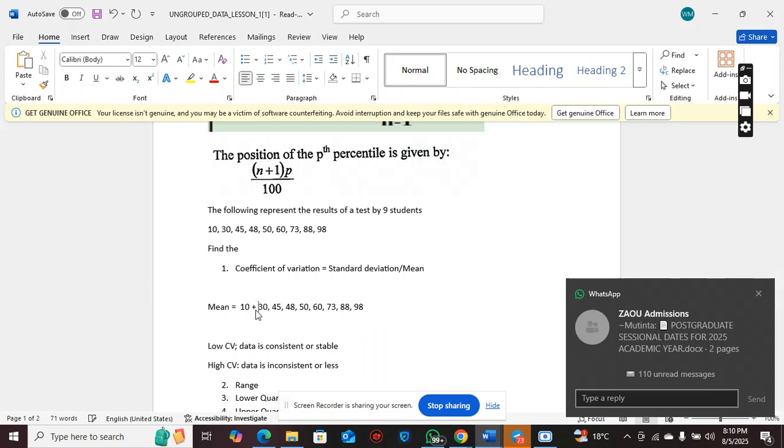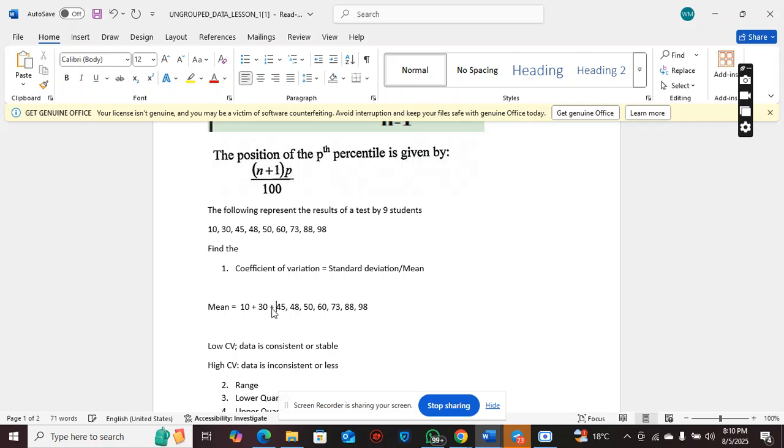So 10 plus 30 plus 45 plus 48 plus 50 plus 60 plus 73 plus 88 plus 98. All right. So divided by, since they told us there are 9 students, the number of data values is 9. So anyone with a calculator, tell me what we get when we add the numerator.